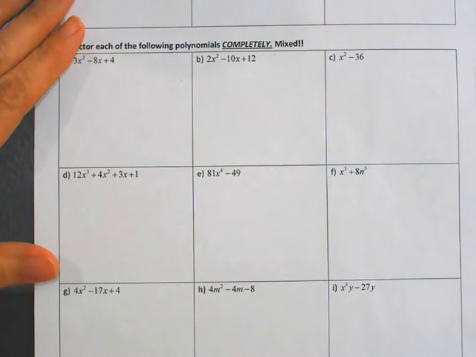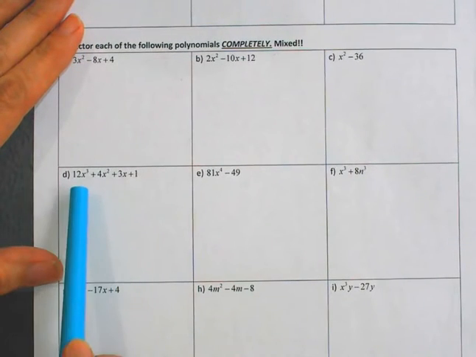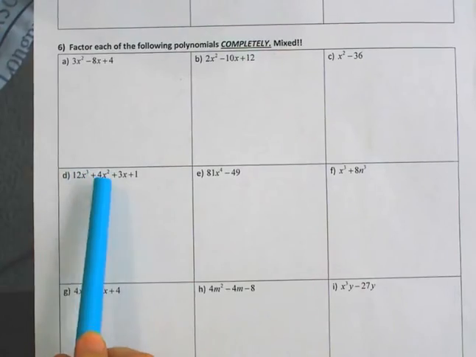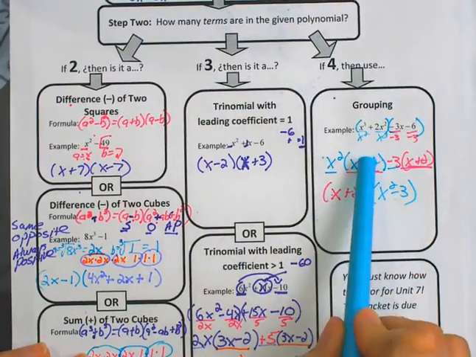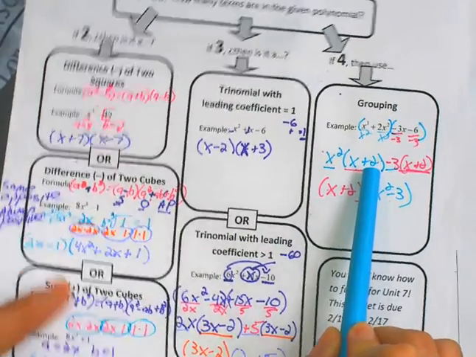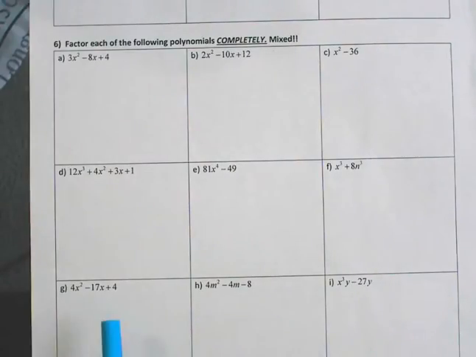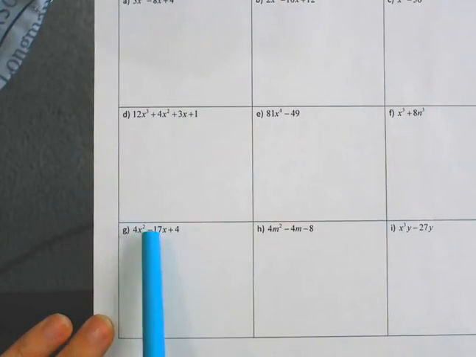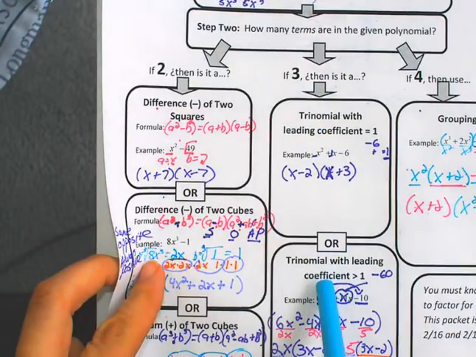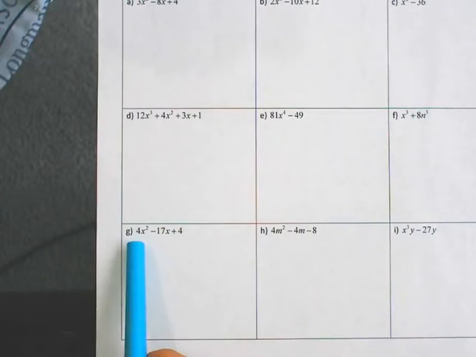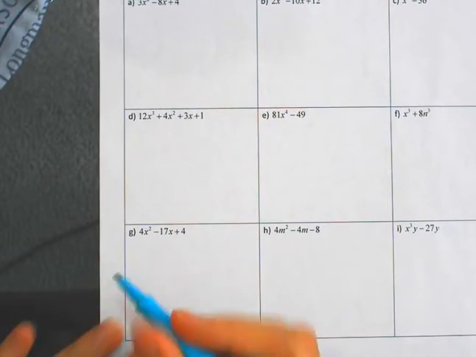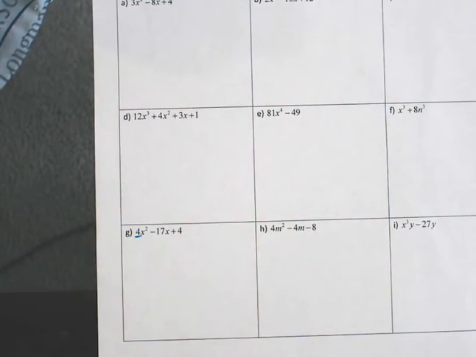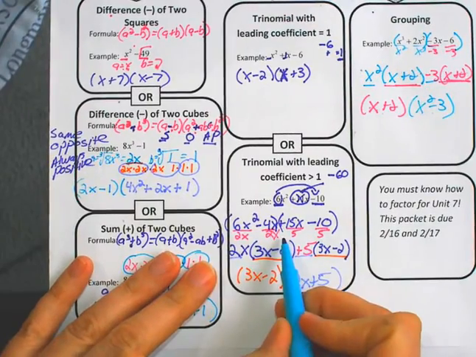So for example, I'm just going to pick one here. I see that there are 1, 2, 3, 4 terms. I'm going to look at this sheet. I see 4 terms. I have to factor by grouping. Okay, let me pick one more. Let's do this one. G has 1, 2, 3 terms. I know that I'm in this column then because there's 3 terms. And then I want to look. Can I factor anything out? Nope, there's no greatest common factor, which means my leading coefficient is greater than 1, which means that this is the process that you have to do.